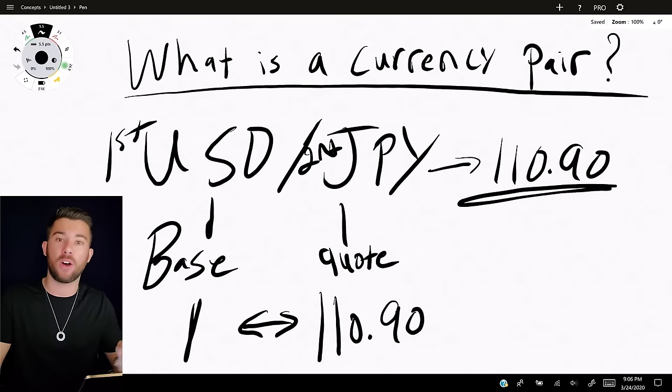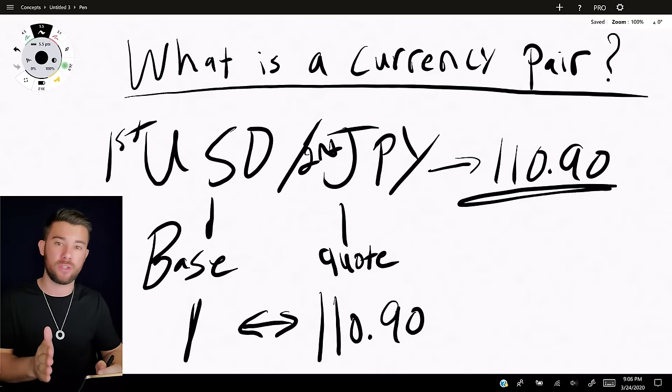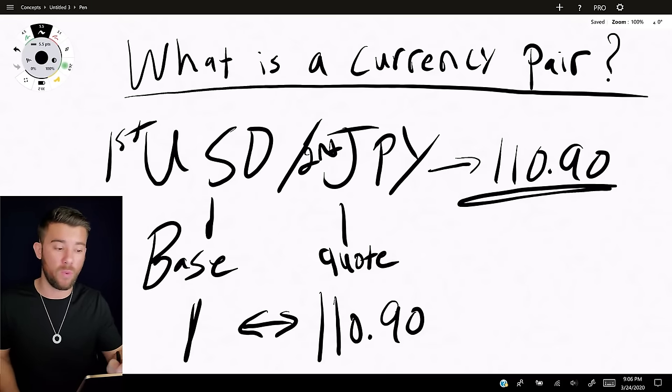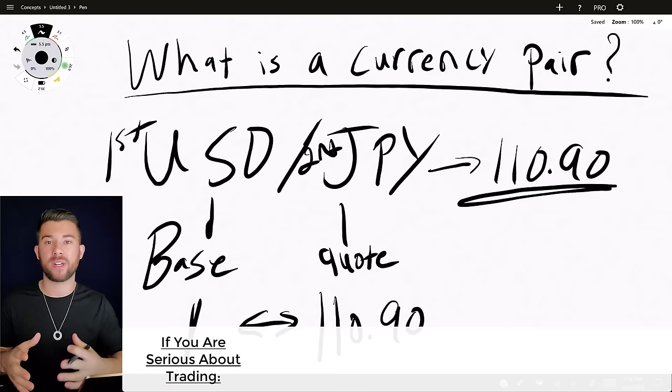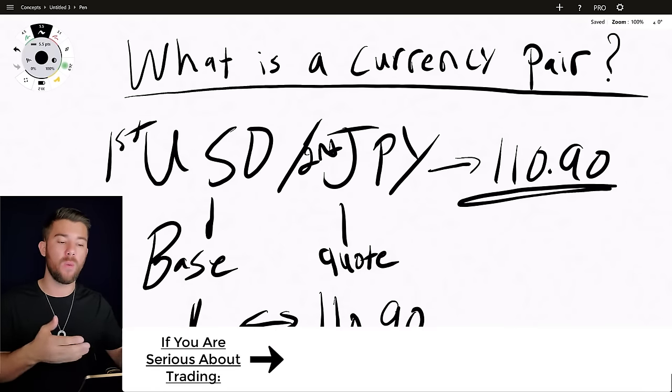The quote pair is always the value compared to the first currency. The first currency is always the currency being compared to, and it always equals one. So in this case, again, the dollar would be one. The yen means I need $1. And when I have $1, I essentially have 110.90 yen.